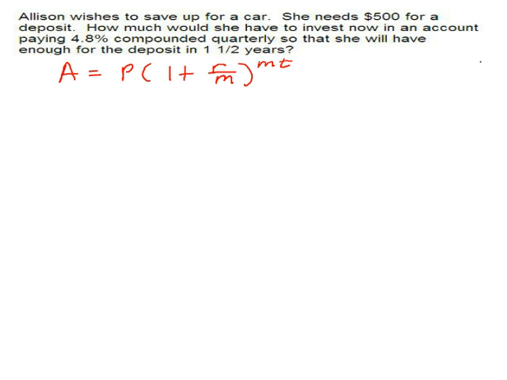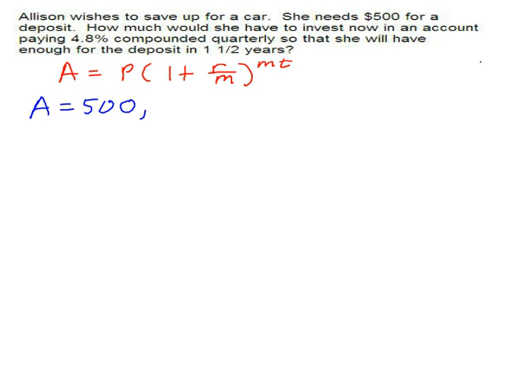Now, let's first figure out, what do we know? Again, reading the problem, it says Allison wishes to save up money for a car. She needs $500 for a deposit. How much would she have to invest now in an account paying 4.8% compounded quarterly so that she'll have enough for the deposit in 1.5 years? So the $500 actually represents the amount we want in 1.5 years. So that is A.